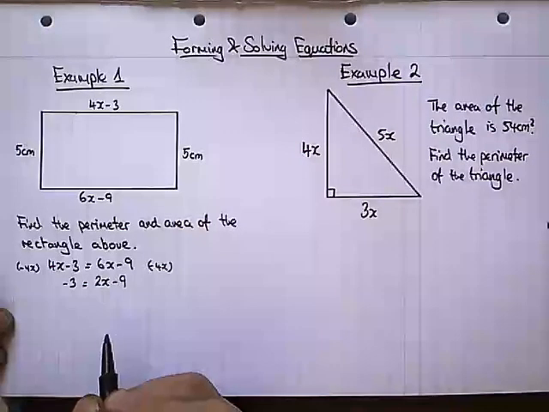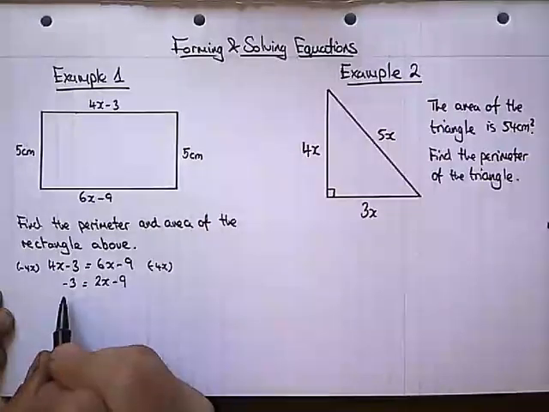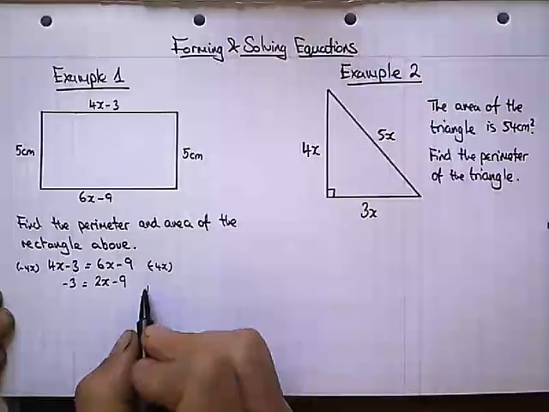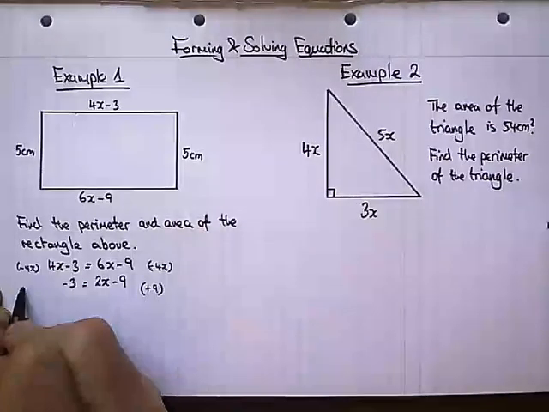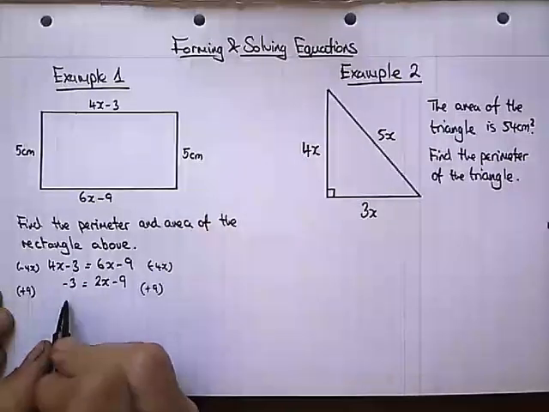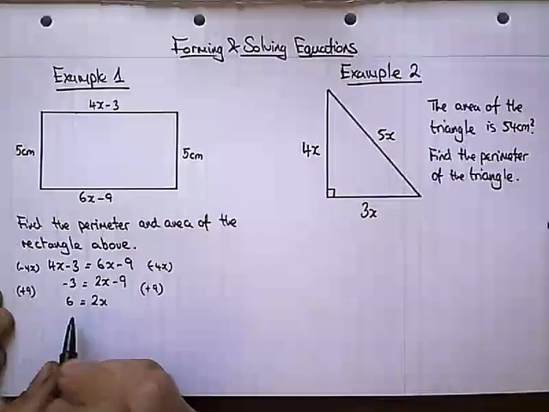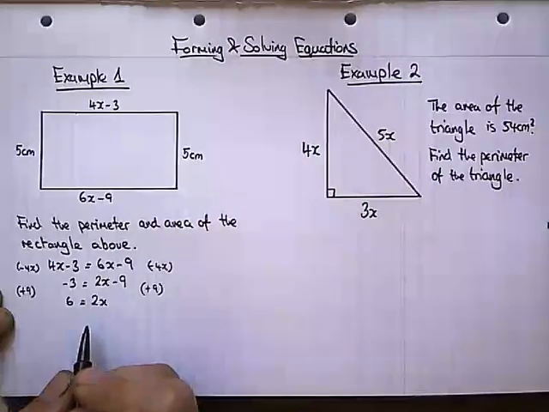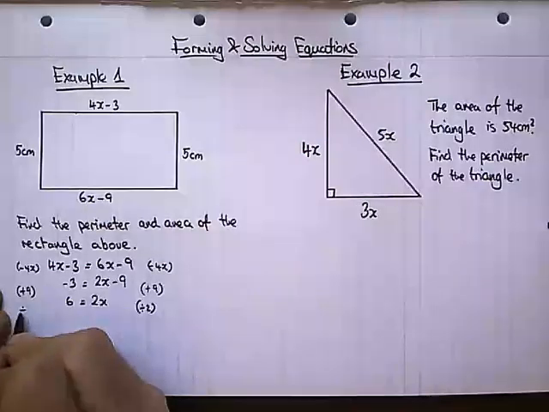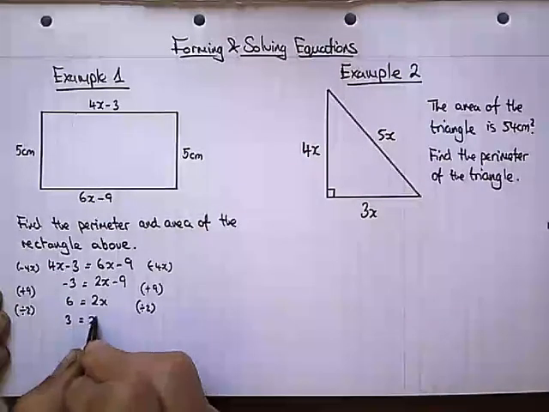Now I want all the numbers that are on their own without x's onto the other side as well. So I need to undo this minus 9 by adding 9 to both sides. Okay, if I add 9 to minus 3, I get 6. So I know 2x is equal to 6. I only want what 1x is, so I divide by 2. Therefore, x must be equal to 3.